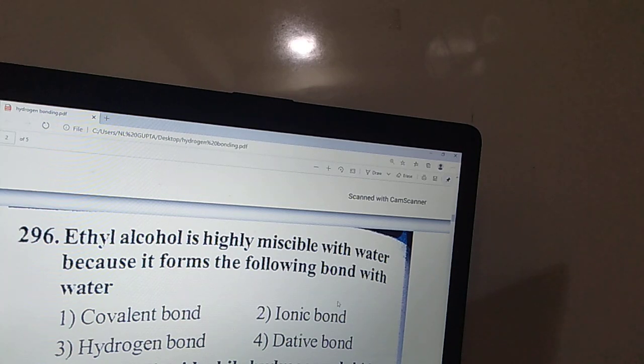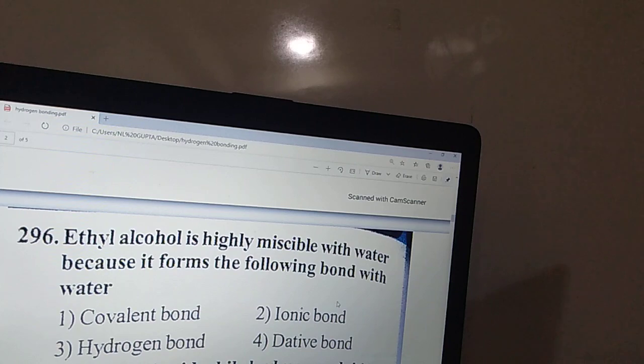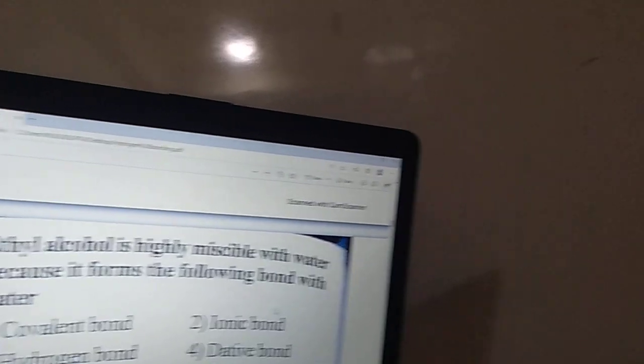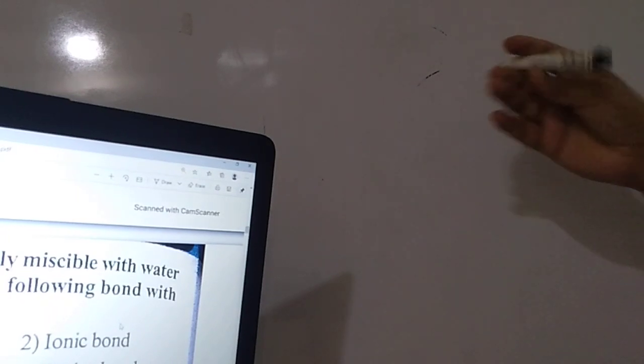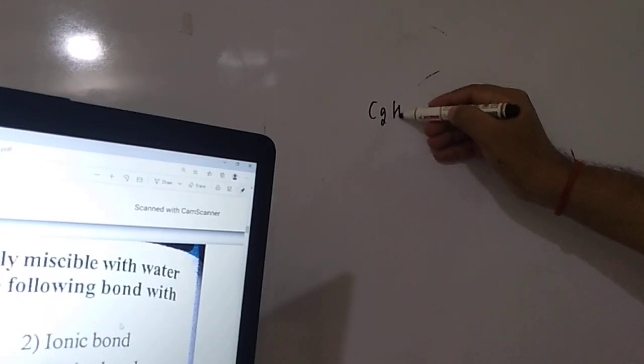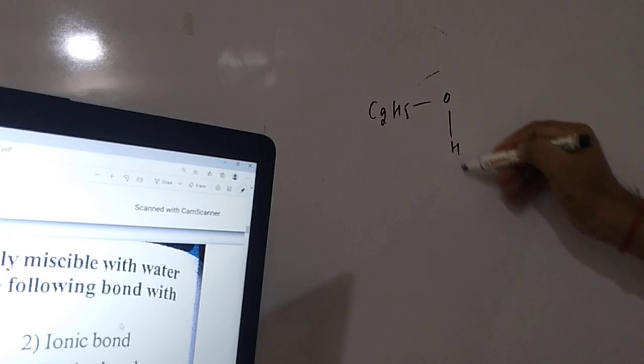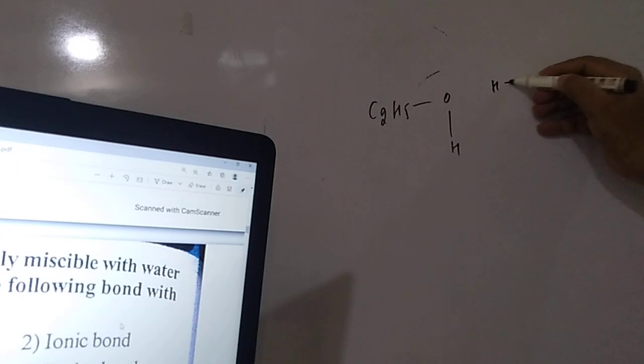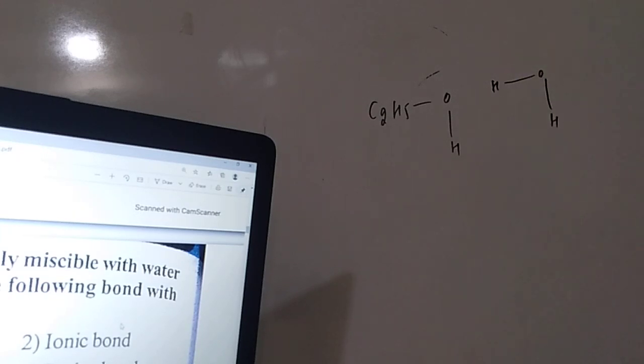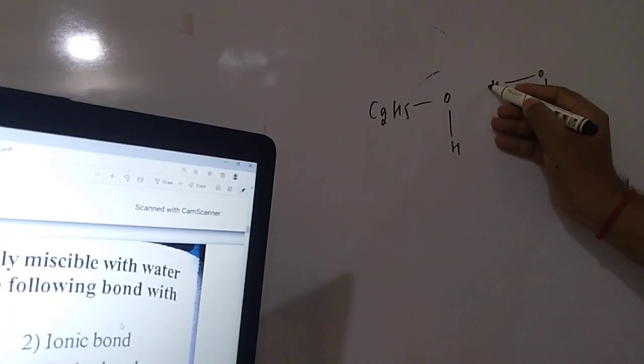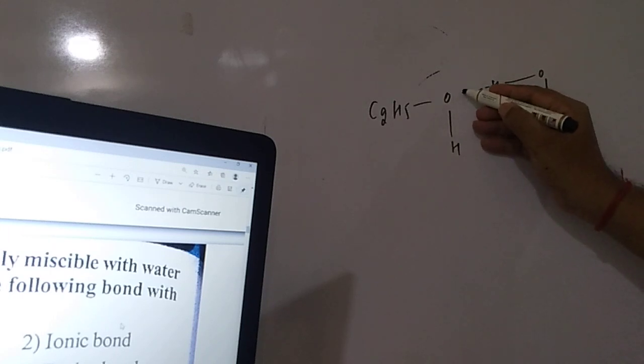Okay, so you can understand this question on the board, student. We can also explain this question easily on the board. So that is ethyl alcohol, student. Ethyl alcohol, that is C2H5, here is O and here is H. Now you take the water molecule also. Here is HOH. So what is the definition of hydrogen bonding, student? That is the force of attraction between the hydrogen atom of one molecule and the most electronegative atom of another molecule.